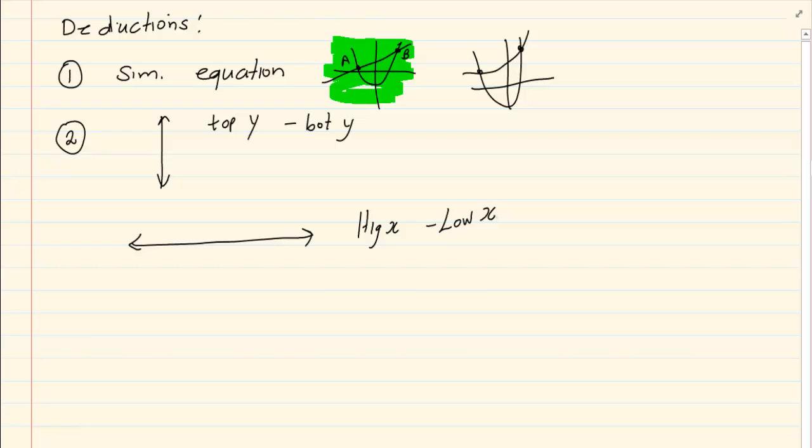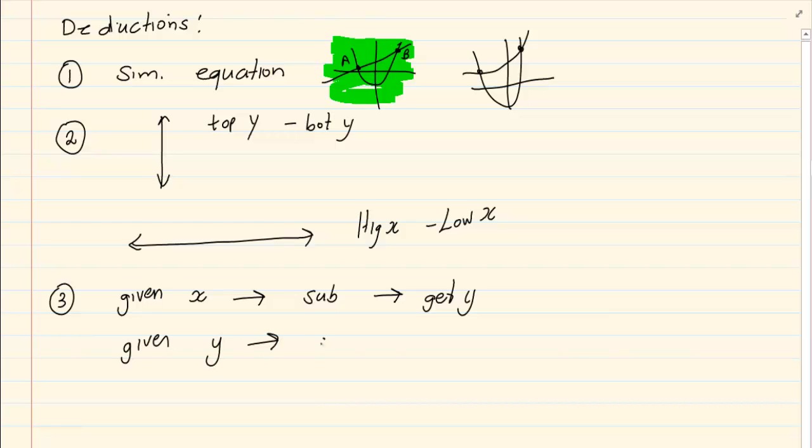Now how do we get the x and y values? If I am given an x value, when you are given an x value, you substitute and then you will get the y. And likewise, if you are given y and you need x, then you will substitute and then you would get x. Usually at this level, when we are getting x, you usually have to do a bit of solve for x.